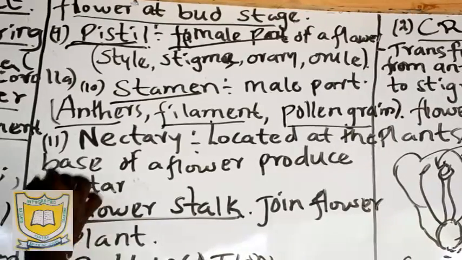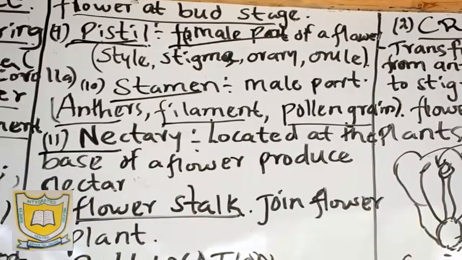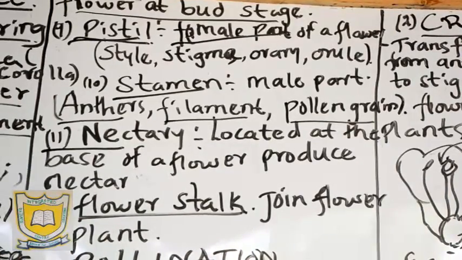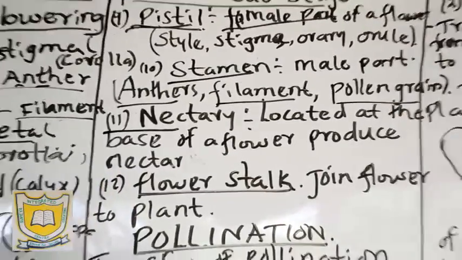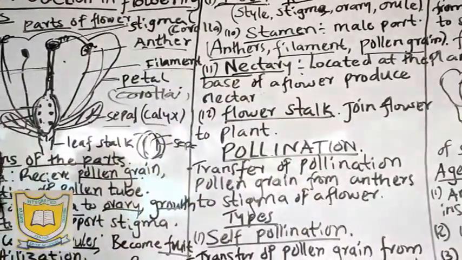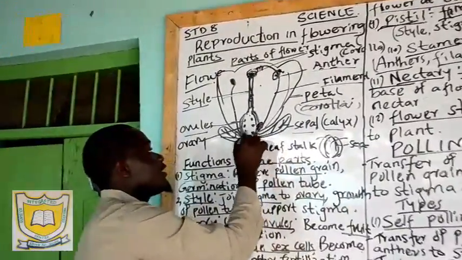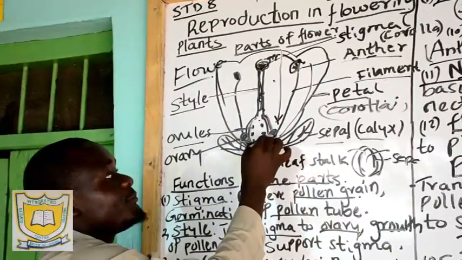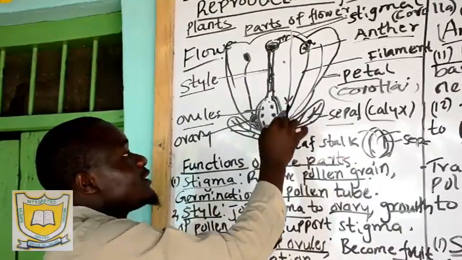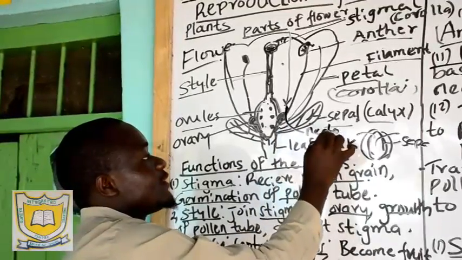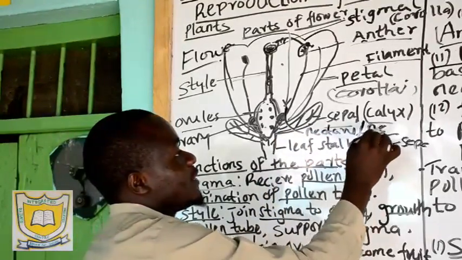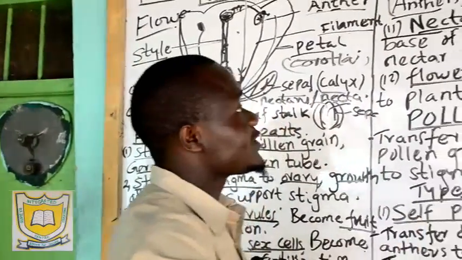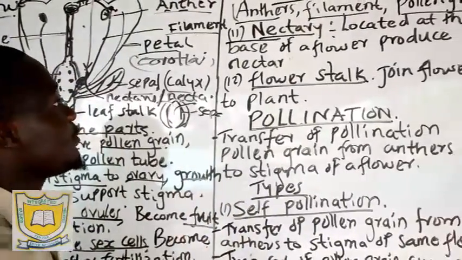We move to the other part, which is the nectary. Mostly in insect-pollinated flowers, nectar is produced, and it is produced by the nectary. It is located at the base of the flower. When an insect enters the flower, it goes down to the base, where we have the nectary. The nectary produces the nectar, which produces the smell that attracts more insects so that they can carry out pollination.